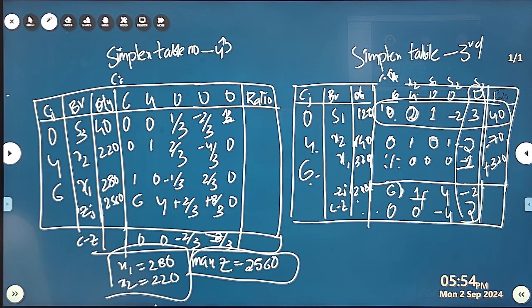Row and column? Now it's not needed because we already got the x1 and x2 values over here. So here the answer ends.